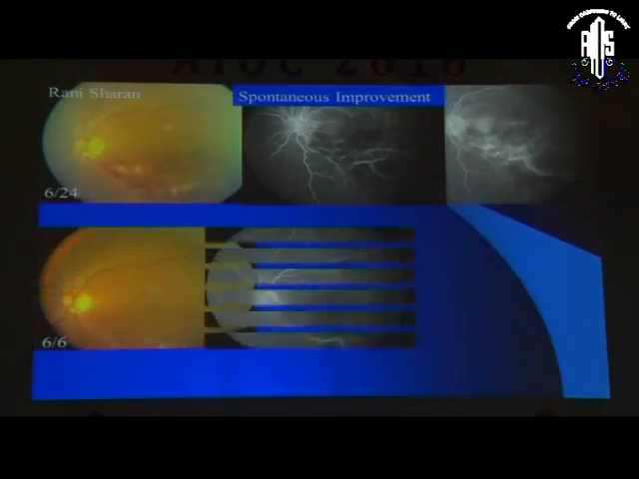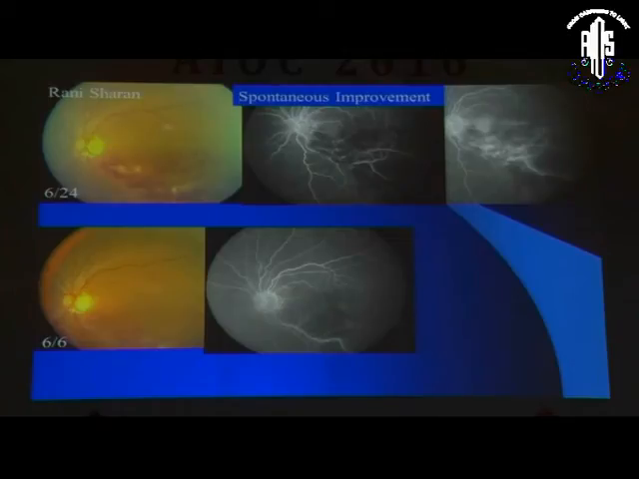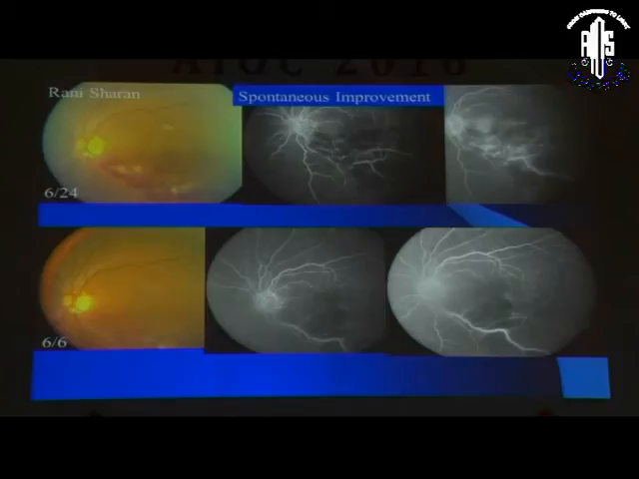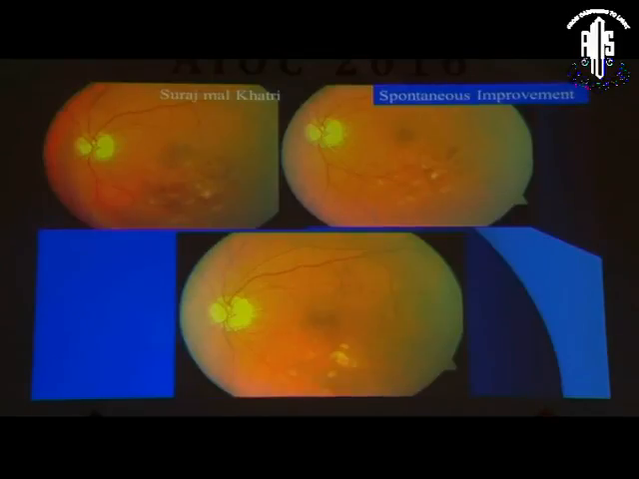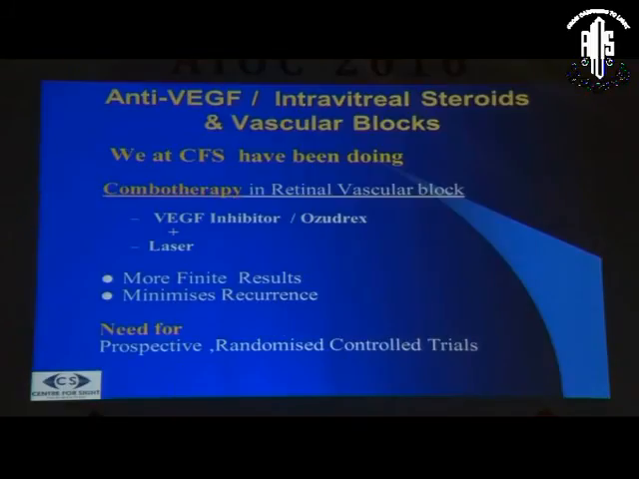These are a couple of patients. I'll just finish in another 2-3 minutes. This patient has a BRVO, but no treatment was offered to him, and 6/6 vision he gained spontaneously. Similarly, this patient also shows spontaneous improvement just by control of blood pressure only.